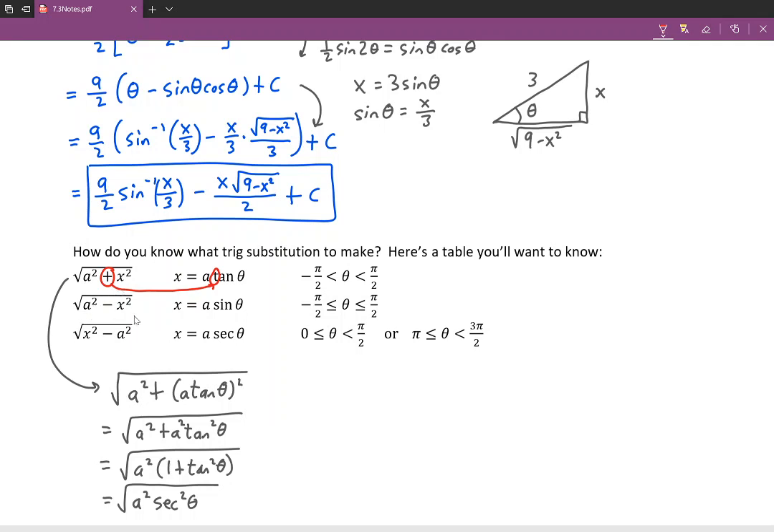A terrible mnemonic for the other parts is if you see the a squared minus x squared versus the x squared minus a squared, if you think of a and x as spelling axe, then you can say it's a sin to axe my professor. So there's a mnemonic for the second one. Take it or leave it.